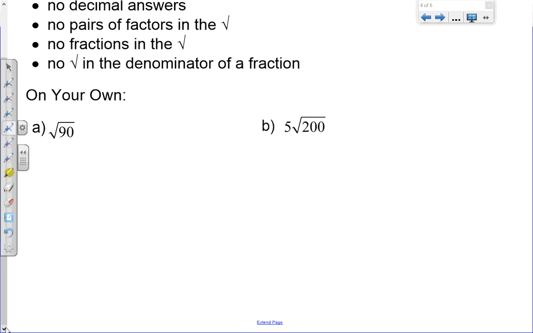When you're done, ladies and gentlemen, check them on your calculator. Type in square root of 90, type in your answer, and then compare answers with your table mates. And you don't need a graphing calculator to check these, you just need something that does square roots.